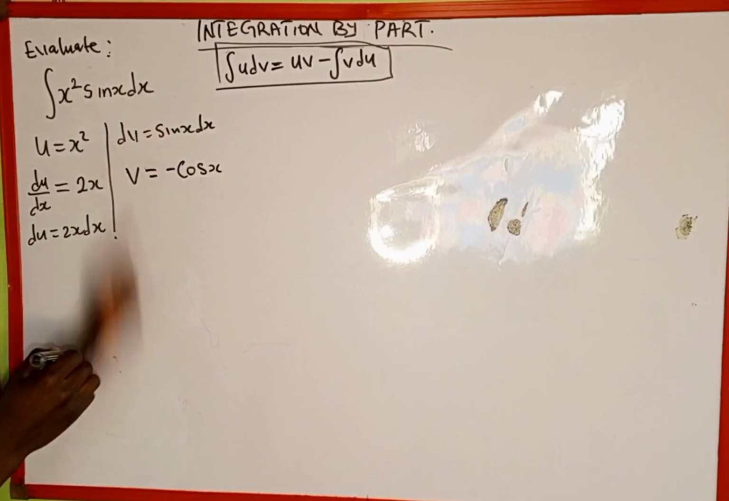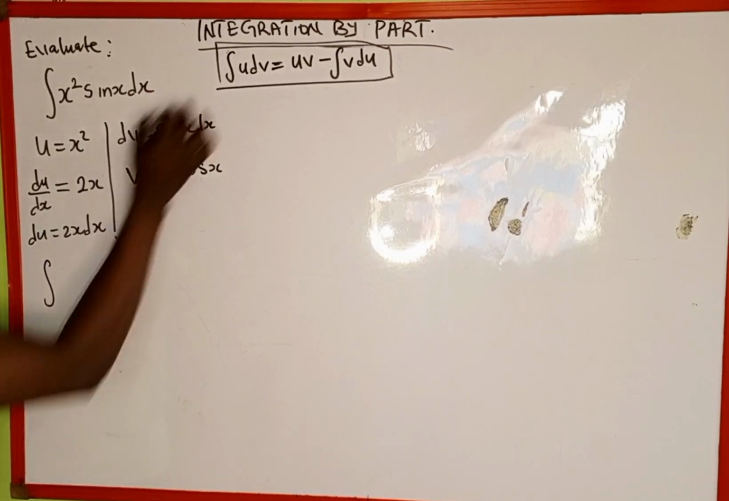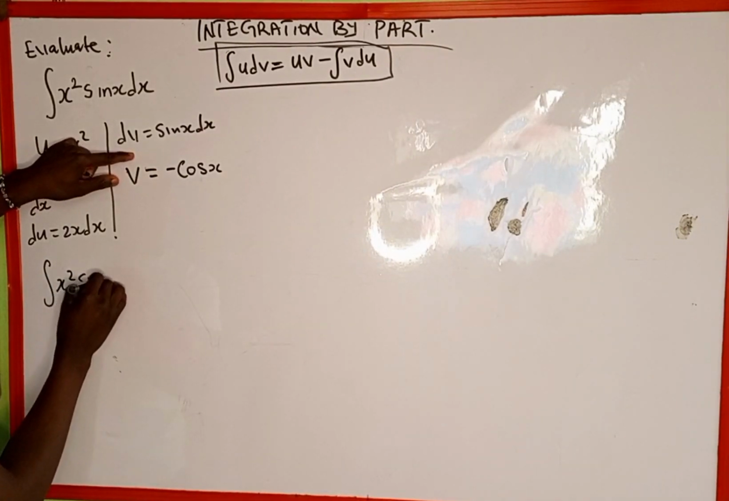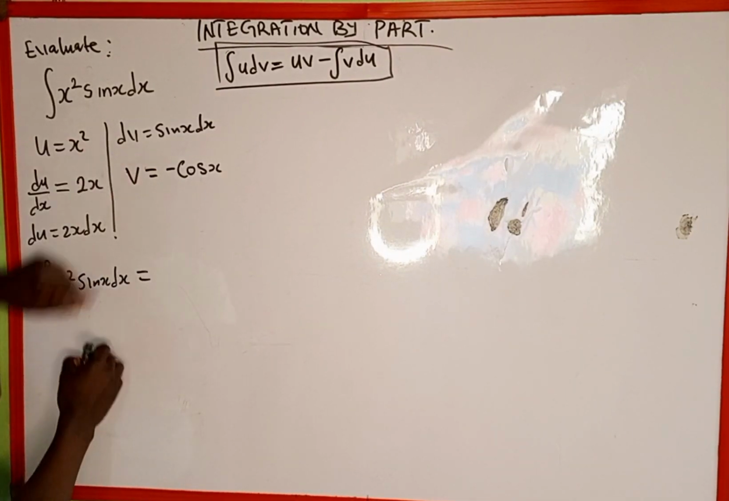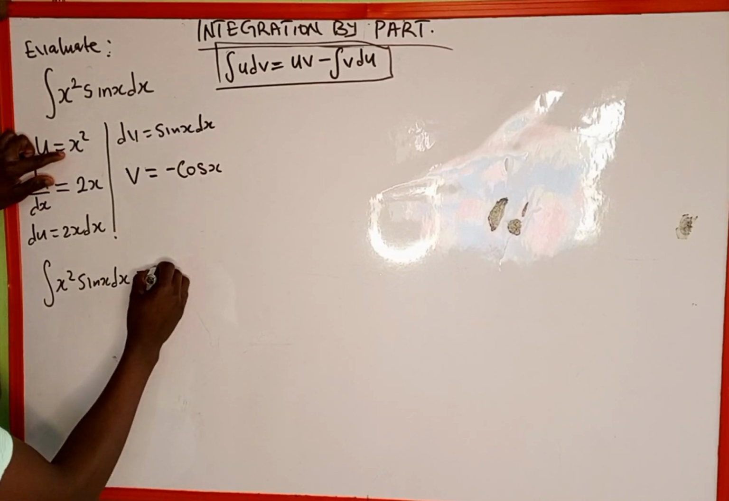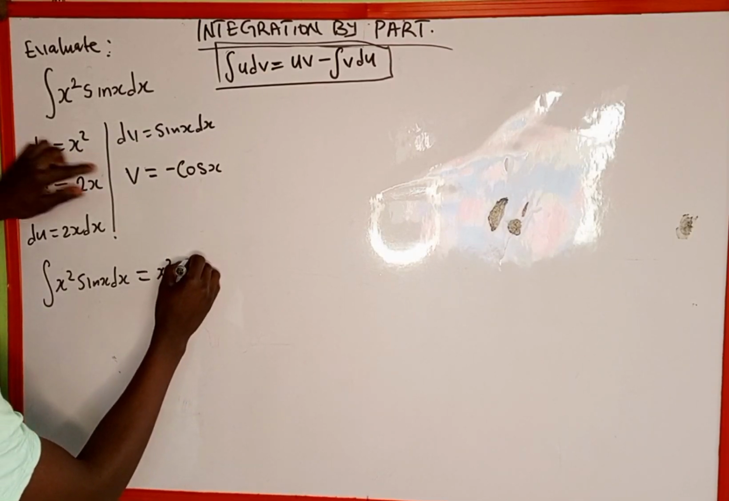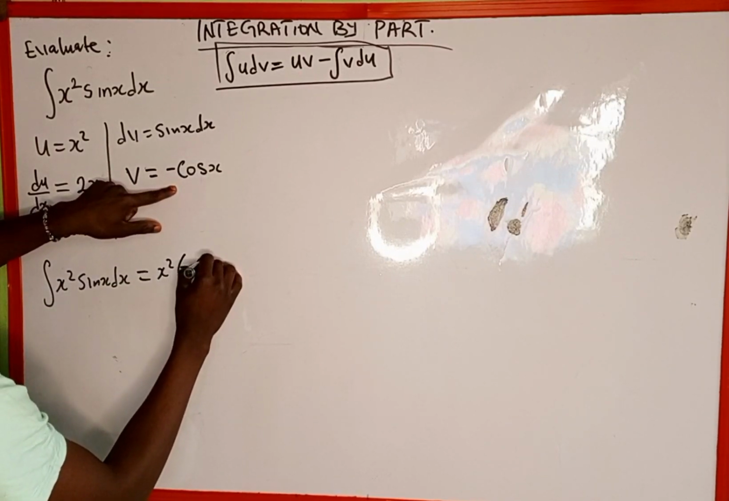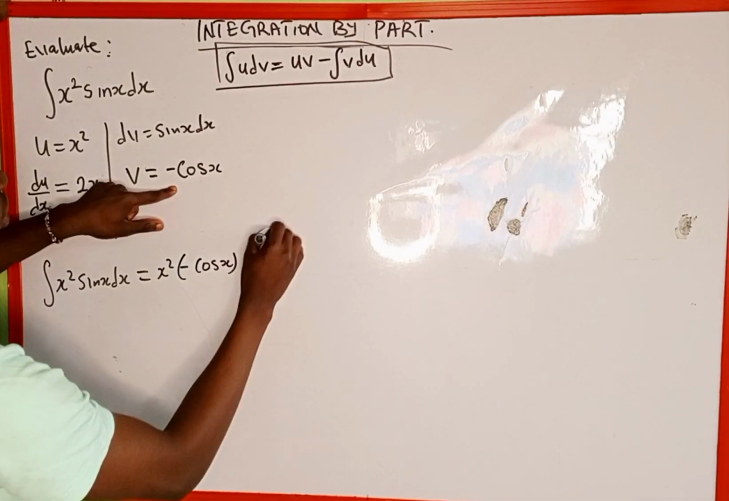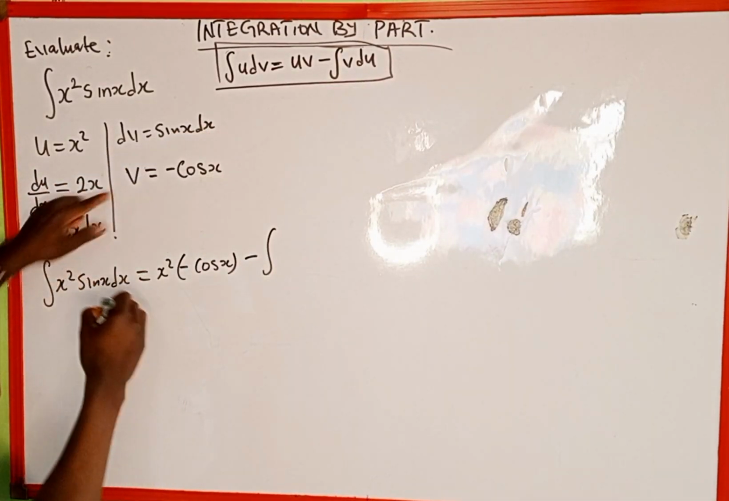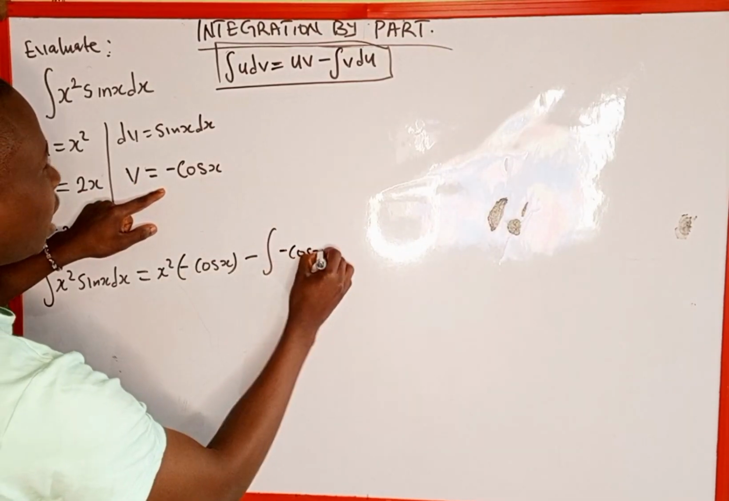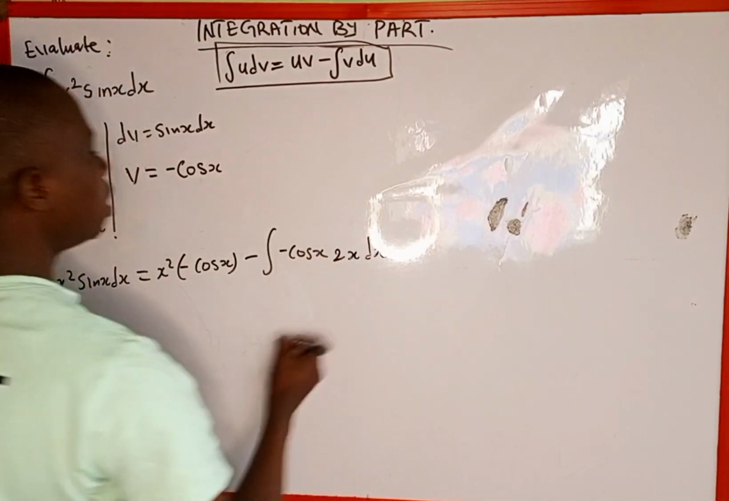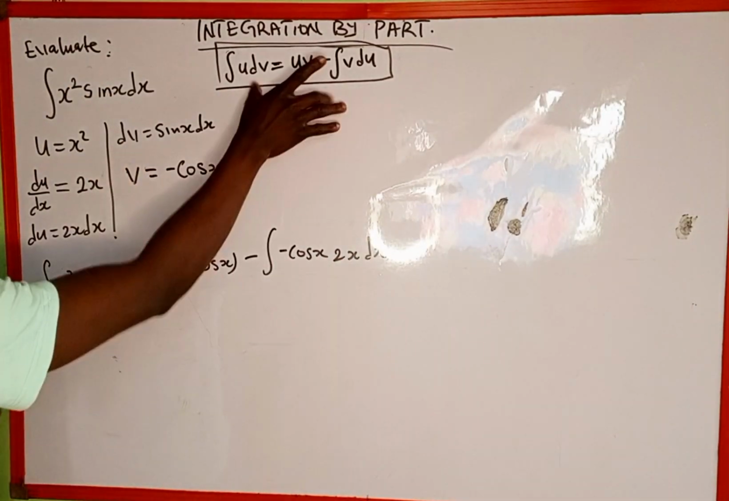So the next thing is to substitute into this formula. So we have the integral of u dv. Our u is what? x squared. Then our dv is what? Sine x dx, which is going to be equal to u multiplied by v. Our u is x squared, then v is minus cos x, in the bracket of minus cosine x, minus the integral of v du. Our v is minus cosine x and our du is 2x dx. Now we have successfully substituted into this formula.